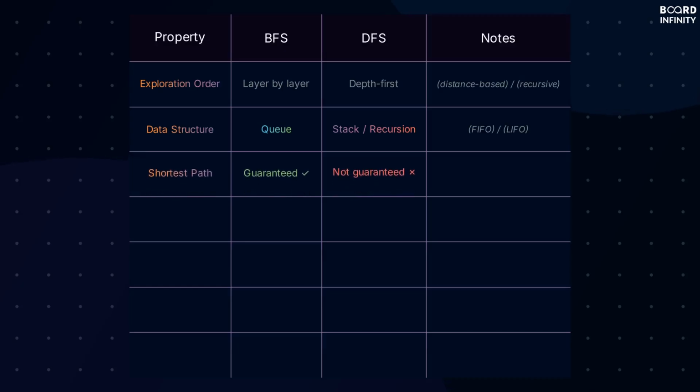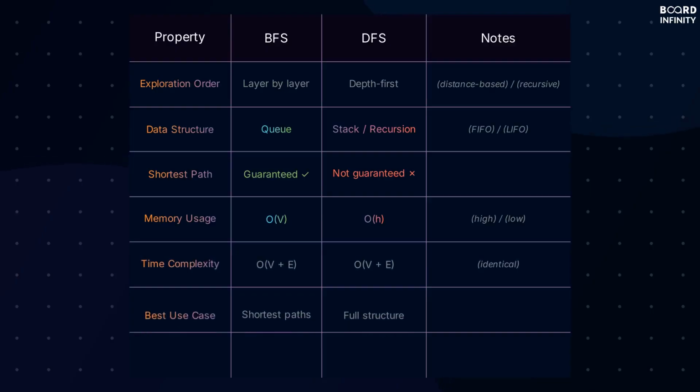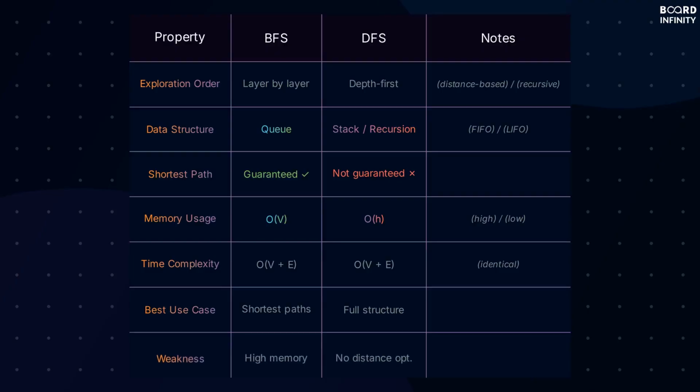Regarding memory, BFS typically uses O(V) nodes, where V represents the total vertices, meaning it can be high. DFS uses O(H) nodes, where H is the maximum depth, which is generally lower. Both algorithms have identical time complexity, O(V + E), where E represents the number of edges.